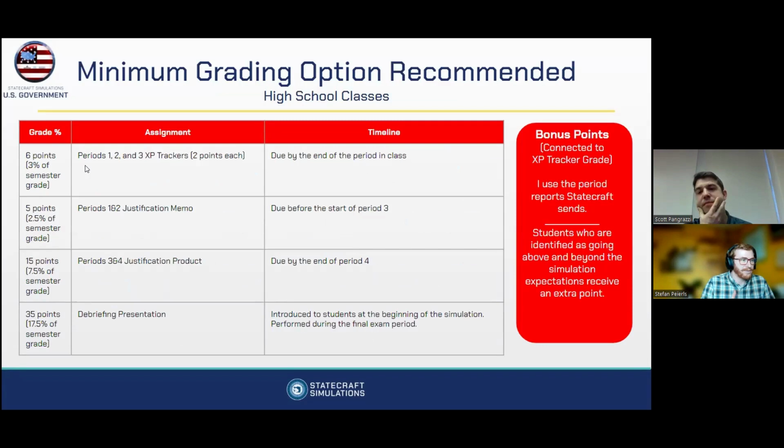And looking at the justification memos, justification product, and the tracker, period 3 seems to have a lot of emphasis in terms of there's a lot due in that time. How do you make time for that, and how do you make sure that the students are able to buy in the ways that they see fit in that time frame?